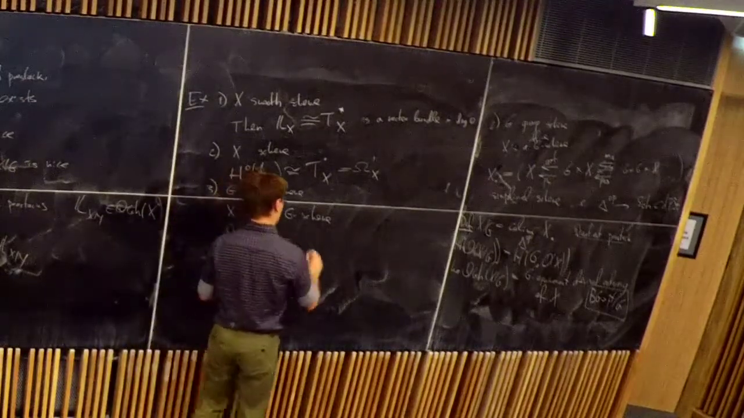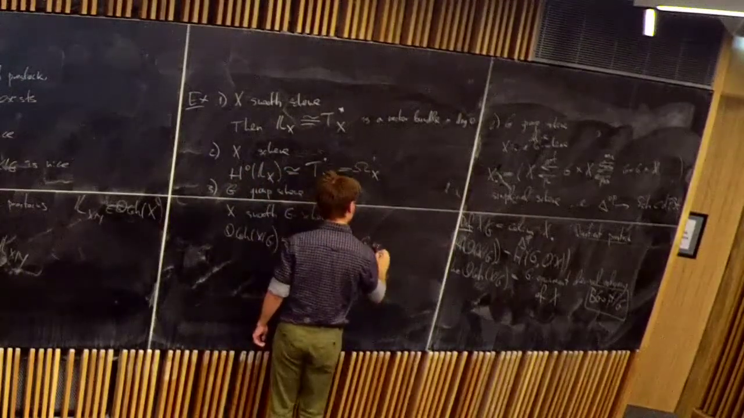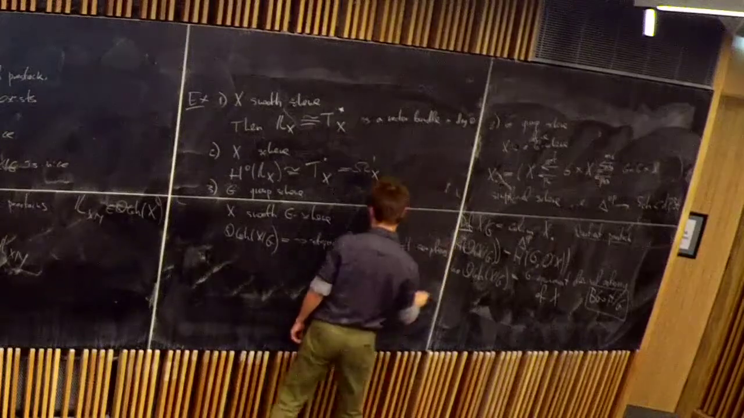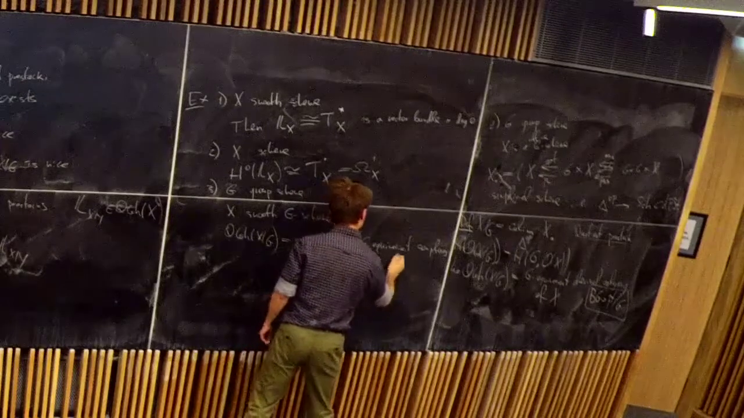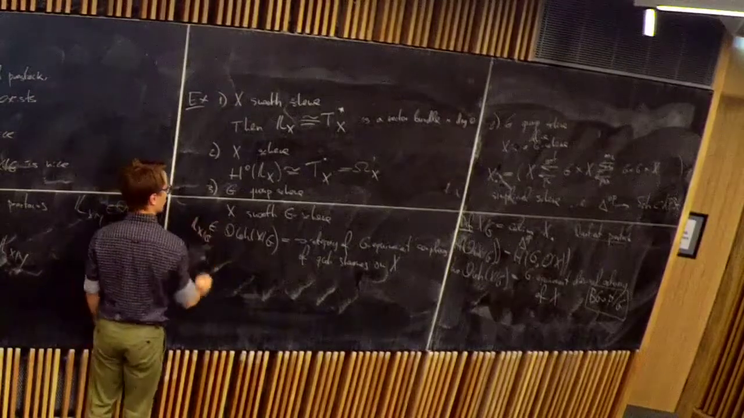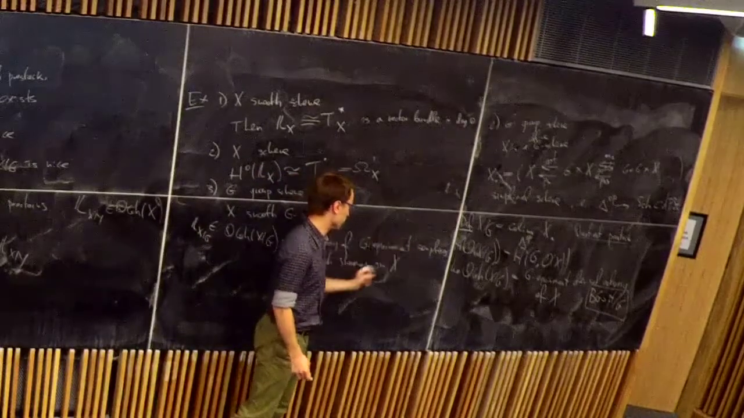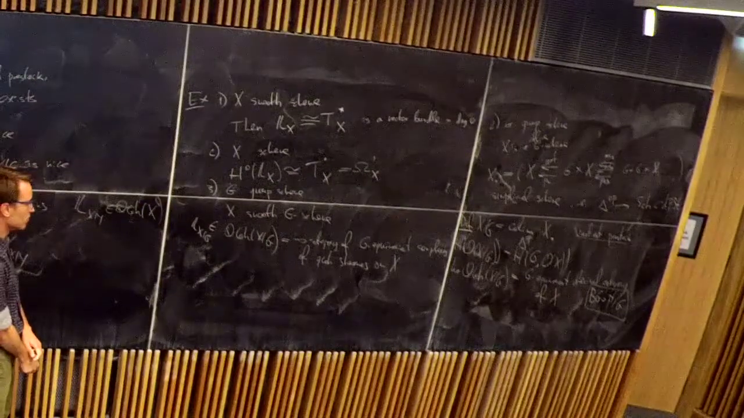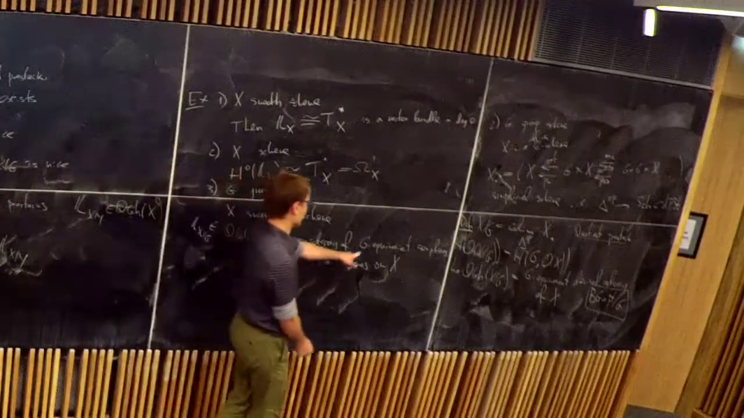Recall that this was the category of G-equivariant complexes of quasi-coherent sheaves. So the cotangent complex of X mod G, which is an object here, for this I need to give you a G-equivariant complex of quasi-coherent sheaves on X. Does this identification require G to be reductive? Depending on what you mean by the right hand side.